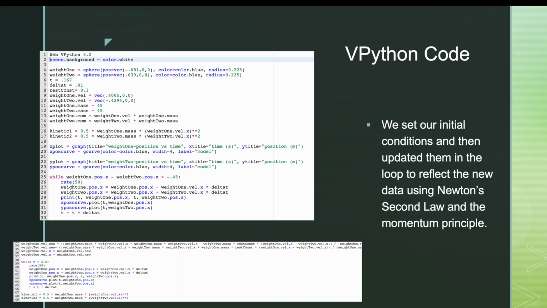These are two images of the code that we created. We first set our initial position, time, change in time, and our velocity vectors, and then we calculated kinetic energy, and set two while loops to run through to update the position and the momentum as it went through. We did that using Newton's second law and the momentum principle.